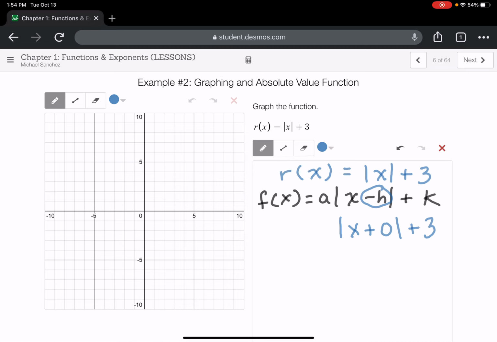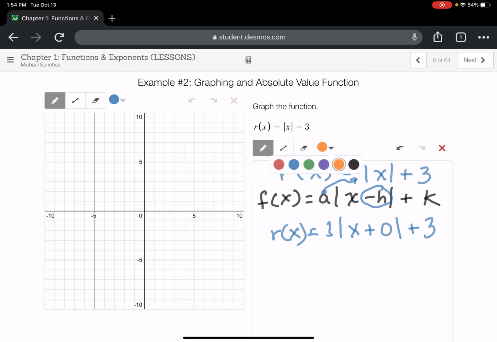And then also, we don't have an a value, right? There's nothing for a. So this is kind of just like writing x. If there's nothing in front of the variable, we always assume that there's a 1 there. So for this, our a is actually a 1, not a 0. Just because there's nothing there doesn't mean that it is a 0. It is actually a 1 for a. So our full function here is 1 times the absolute value of x plus 0, plus 3.